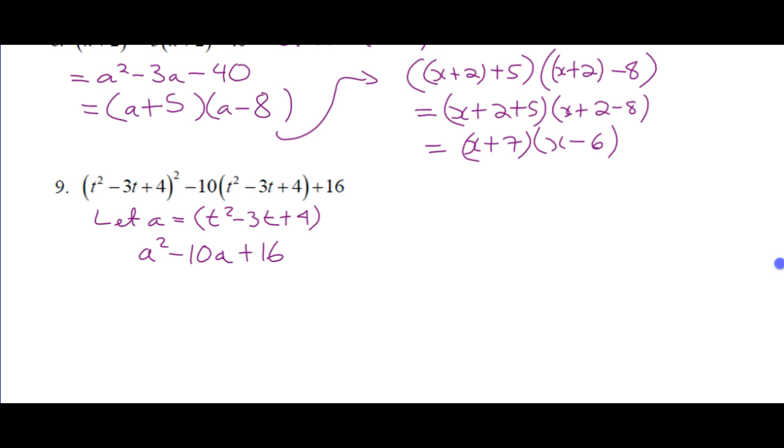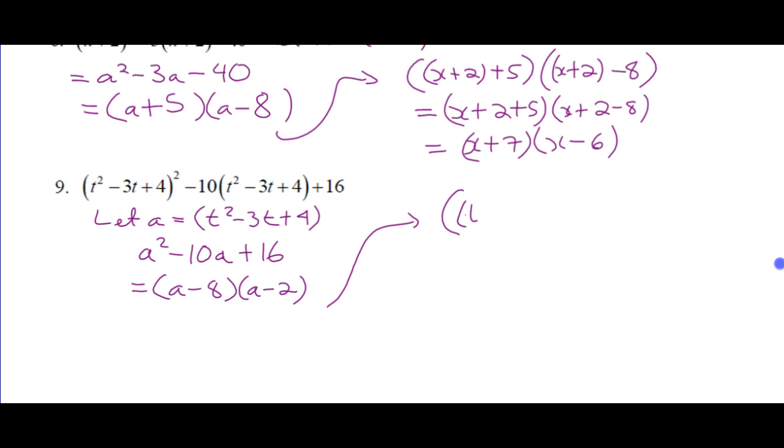So 8 and 2, right? Okay, they're both minus, right? A minus 8, a minus 2. Okay, then check that out, right? I mean, expand this. A squared minus 2a minus 8a plus 16. Okay, good. But it was never a, was it? So what do we do now?